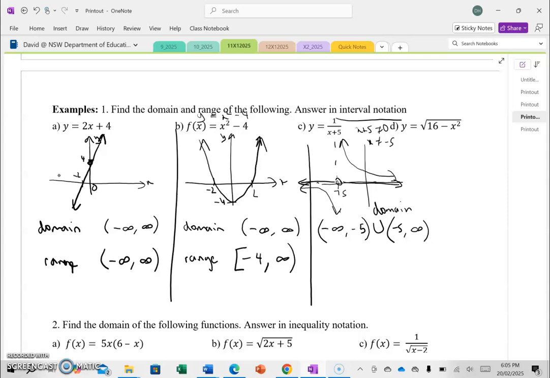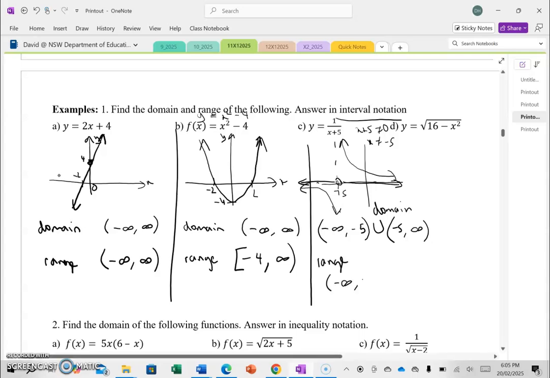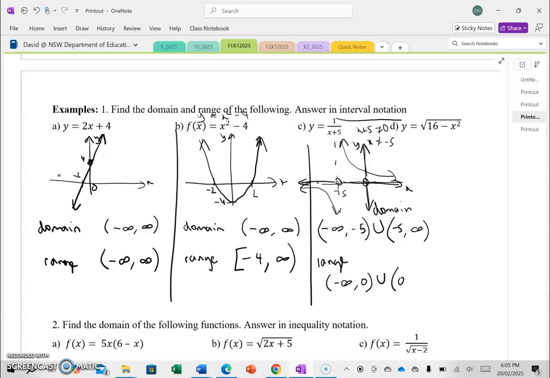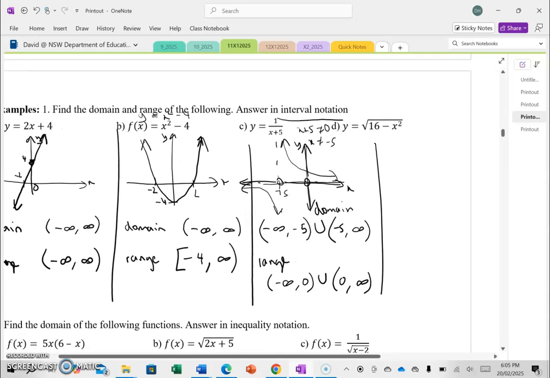The range, you can have any y value except for 0. The function doesn't cross the x-axis, so for the range, we can go from -∞ up to 0, not including 0. So that's that bit, and then we've got this bit as well. We're going to union that with 0 to infinity. Notice open brackets because we're not touching 0. Okay, that's that one done. Okay, next one.